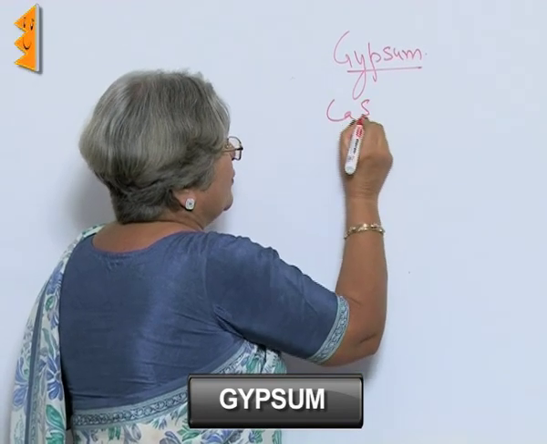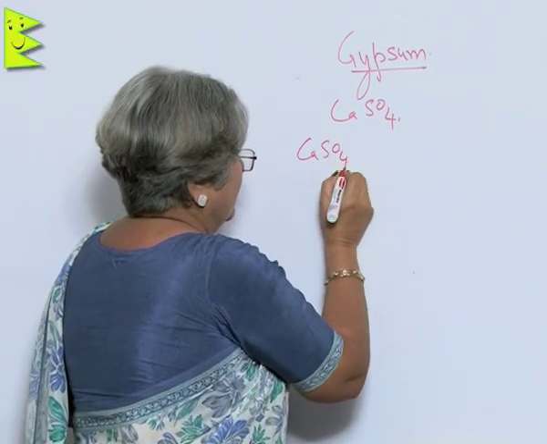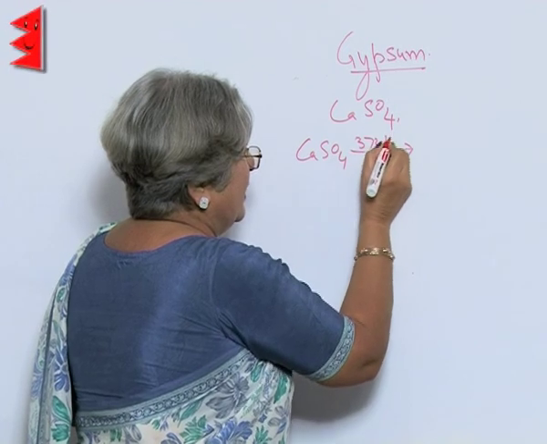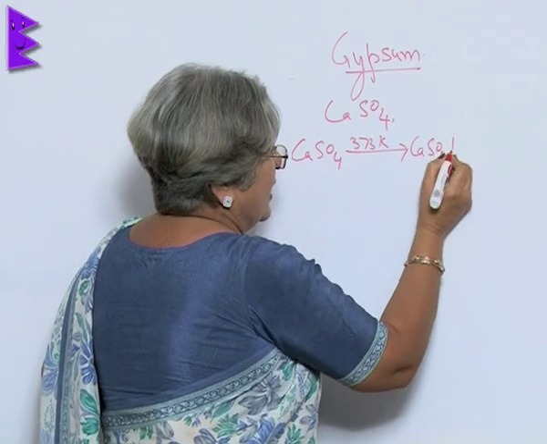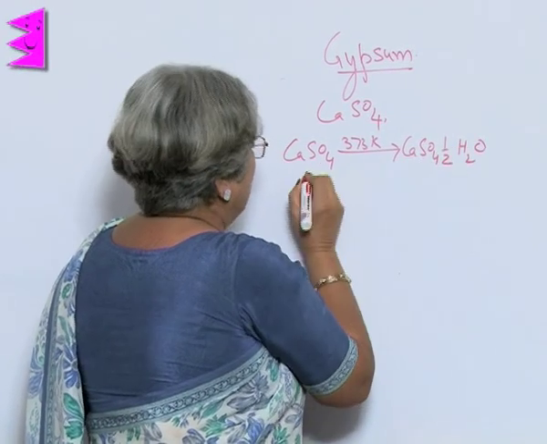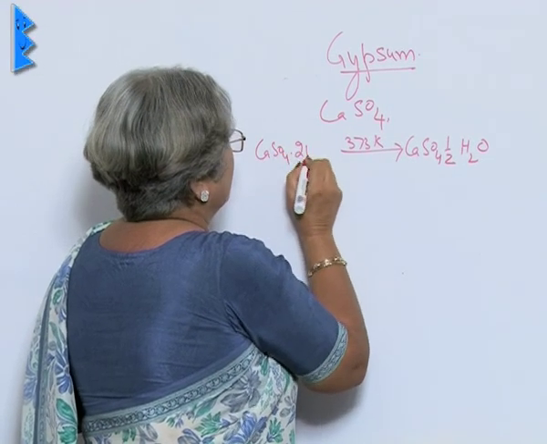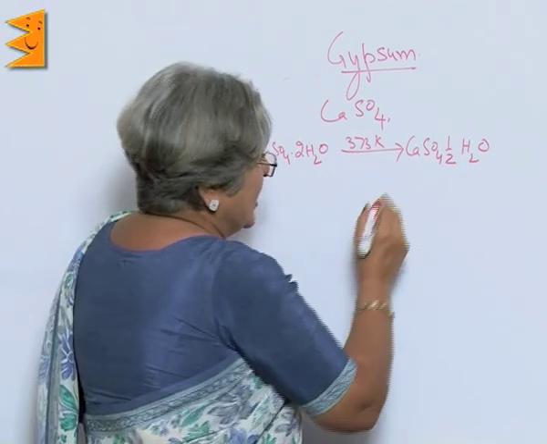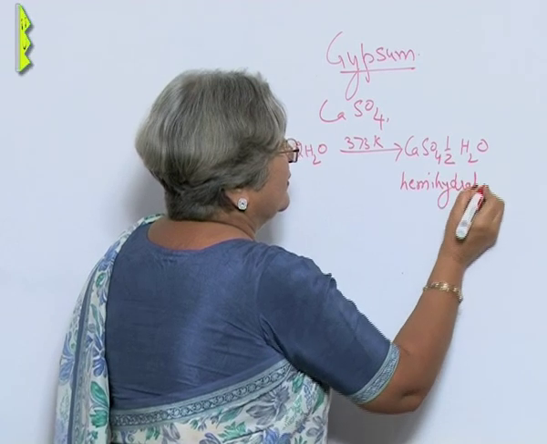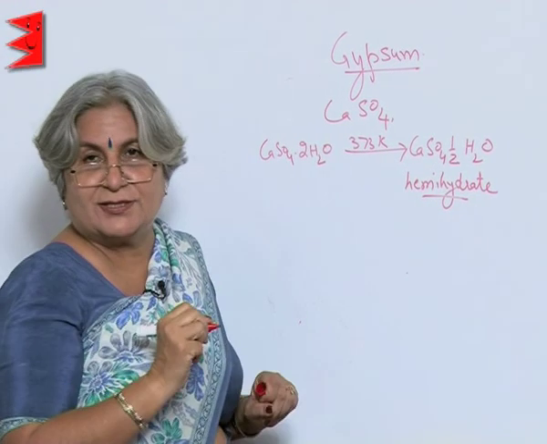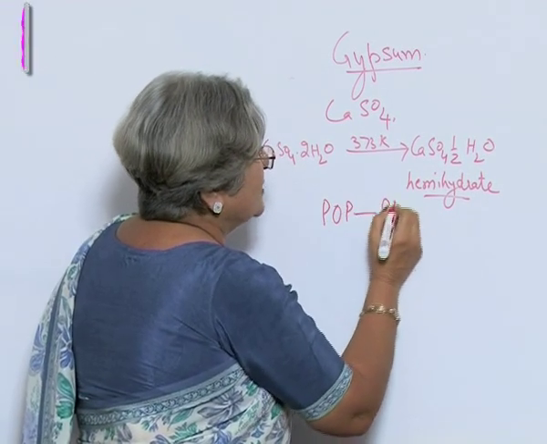gypsum is CaSO4. Now, when this calcium sulphate is heated at 373 K, then what do we get? We get calcium sulphate and half molecule of water, while here we have 2 molecules of water. So, this is called calcium sulphate hemihydrate. Now, how have we used this? We have used it for making POP, that is plaster of Paris.